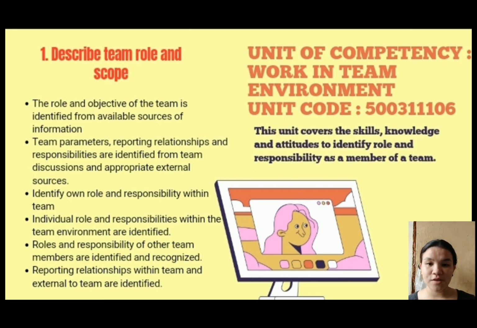The role and objectives of the team is identified from available sources of information. Team parameters, reporting relationships, and responsibilities are identified from team discussions and appropriate external sources. Identify own role and responsibilities within team. Individual role and responsibilities within the team environment are identified. Roles and responsibilities of other team members are identified and recognized. Reporting relationships within team and external to team are identified.